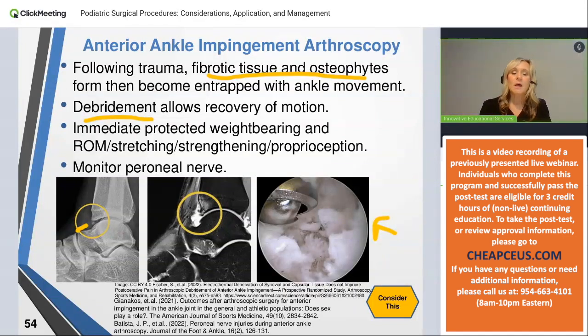Also know that these patients may present with nerve pathology because of the mechanism of injury of whatever their initial trauma was, or because of the different fibrosis that has been happening. We want to check that peroneal nerve integrity in terms of sensory as well as motor control for these patients. So make sure you're checking sensation, particularly of the dorsum of the foot, because once everything's cleaned out, that may have been pulling on the nerve, and now we need to restore the glide in there also.